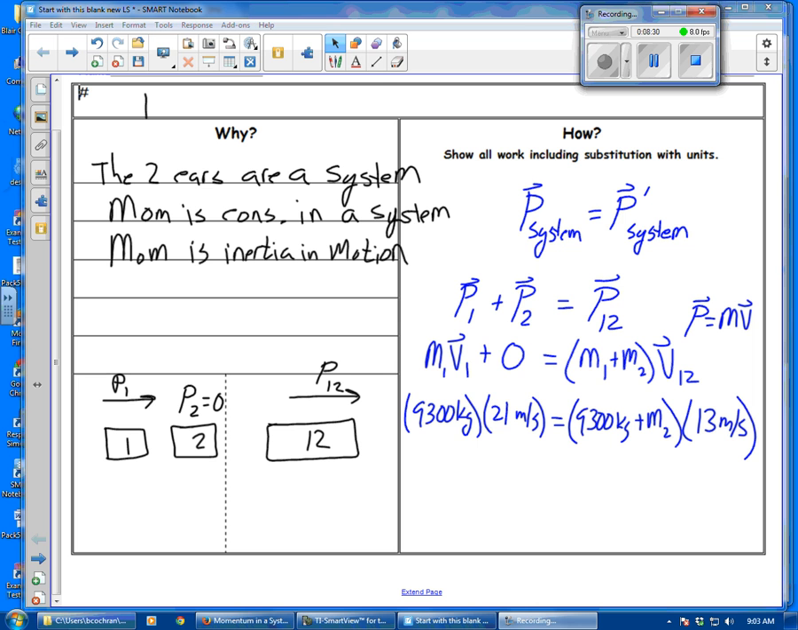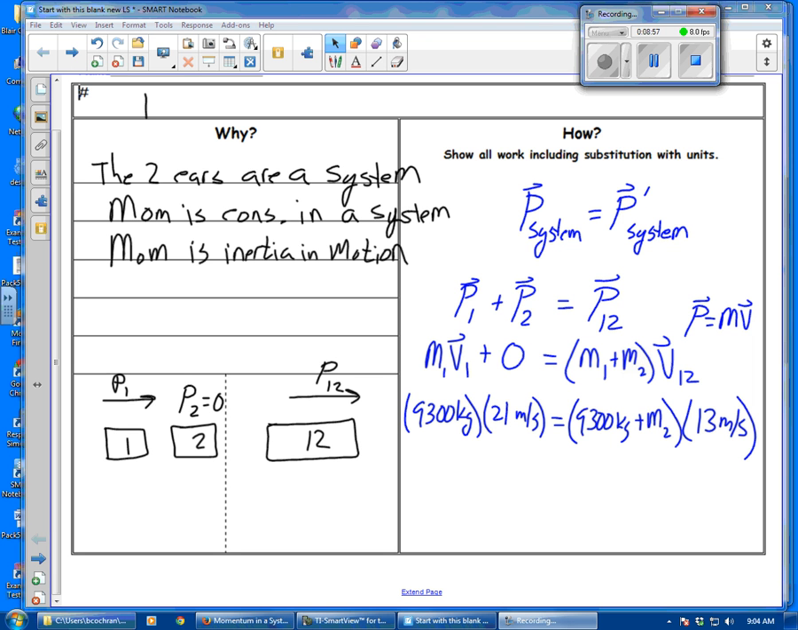No, because 13 is multiplied by everything else on the right side, you divide both sides by 13, which doesn't change the sign. One intuitive thing to look at here is to think about when I'm predicting my answer for M2, do I think M2 is bigger than, equal to, or smaller than 9,300?